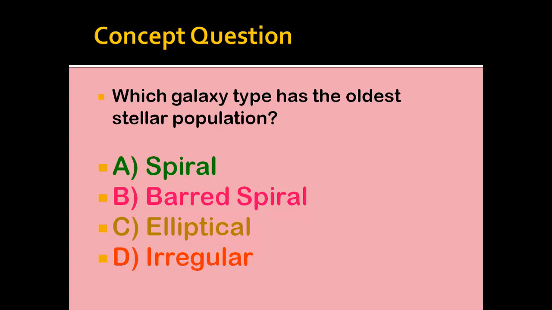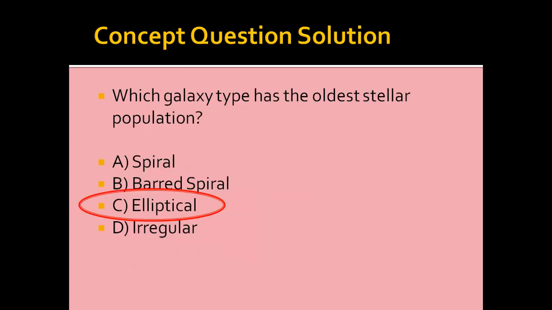Okay, so what did you decide? Which galaxy type has the oldest stellar population? All right, those elliptical galaxies have the oldest stellar population. They're reddish in color. There's no new star formation going on. So no blue stars, no young, hot stars. They're all old, red, dead stars, those elliptical galaxies. So they contain the oldest stellar populations. So hopefully you got that right.